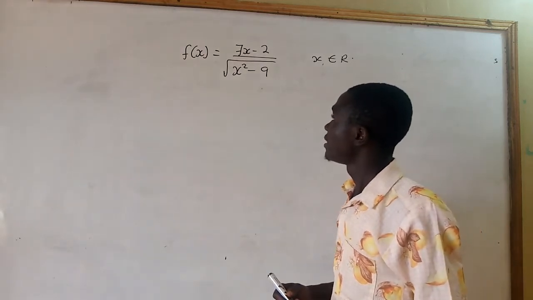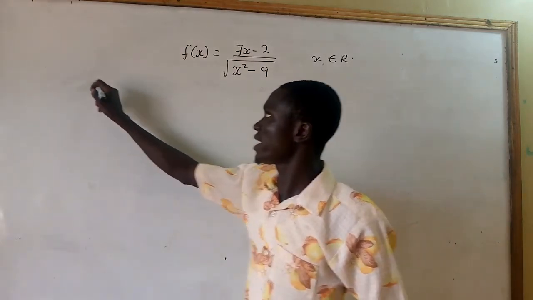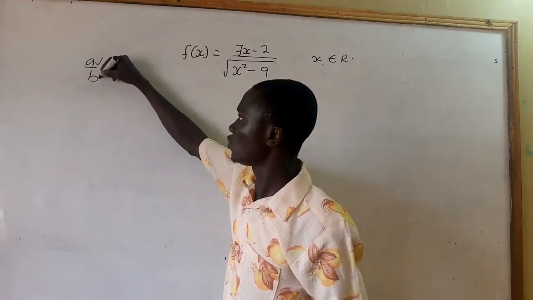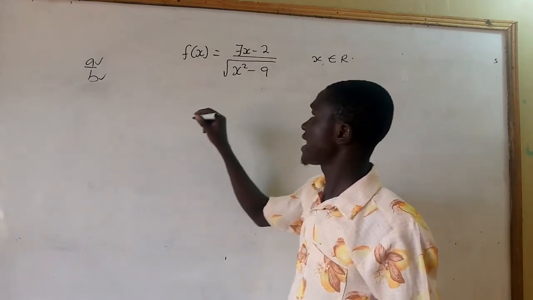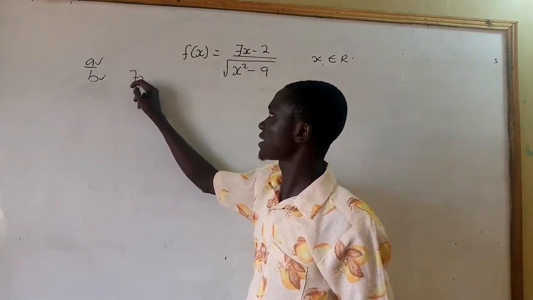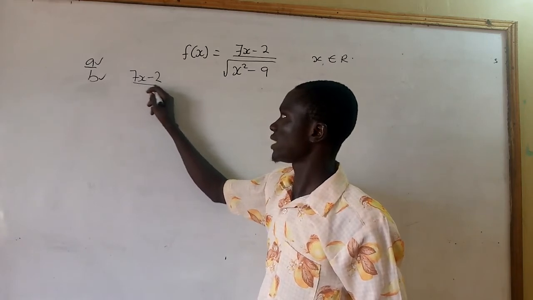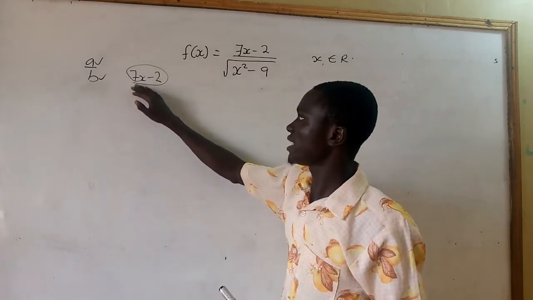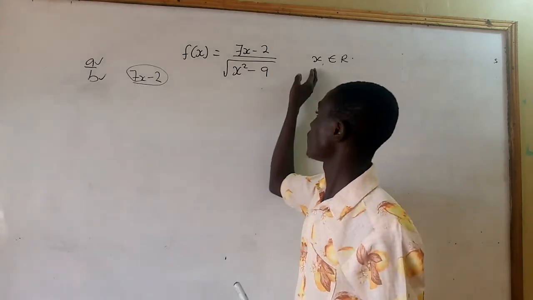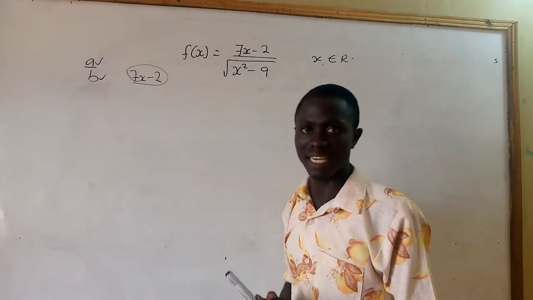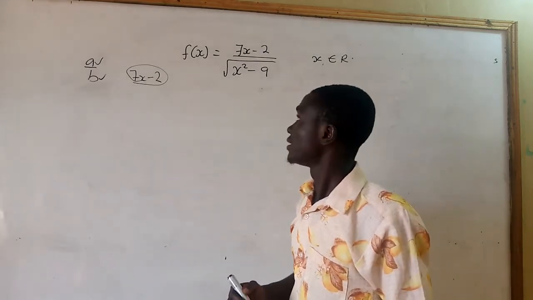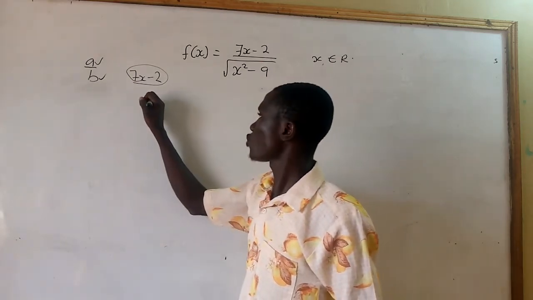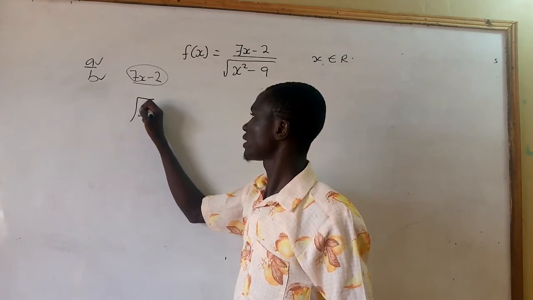Now, since the function is of the form a divided by b, we will look at the numerator and then look at the denominator. So if we take the numerator, we have 7x minus 2, and it is what? A linear function. So here, this function is defined for all real values of x, since it is linear. Now, let us take the denominator. We have square root of x squared minus 9.